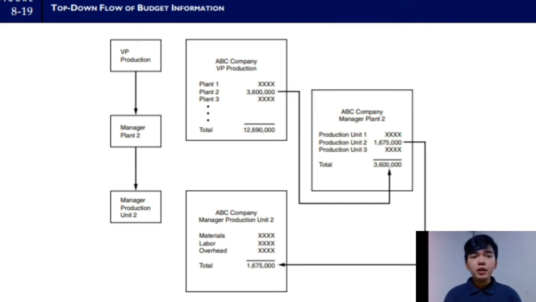So in VP of production, makikita natin yung details ng budget as a whole and we can see the total which is 12.6 million. So pagdating naman sa budgeting na makikita natin sa manager ng plant 2, doon nakikita yung production ng bawat unit. And doon sa production manager ng Unit 2, doon makikita yung specific na budgeting para lamang sa unit na yon, which includes material, labor, and overhead. So, ganoon nagfo-flow yung budget information from top to down.